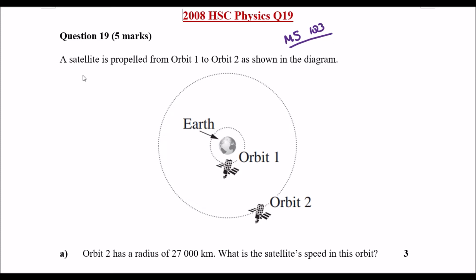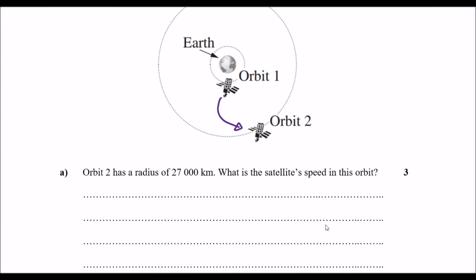We go to question 19 and we have a satellite that is propelled from orbit 1 to orbit 2. So we have a little transfer in motion there. Orbit 2 has a radius of 20,000 kilometers. What is the satellite's speed in this orbit?